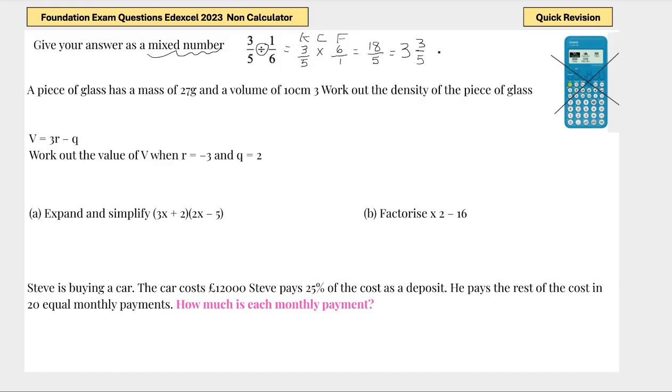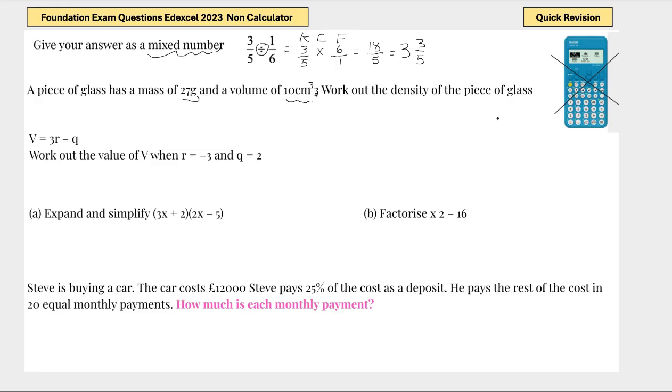Next, density question and volume. People look at these on foundation and have no idea what it's talking about, so I'm going to go through this with you. So a piece of glass has a mass of 27 grams and a volume of 10 centimetres cubed. That should be up there. Work out the density of the piece of glass.